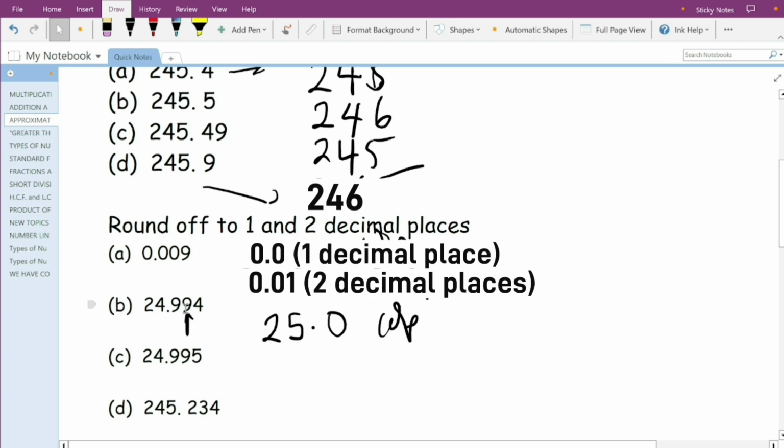Second digit after the decimal is 9. What determines if we are adding 1 to it or not is the number behind it, and in this case it's 4. Since it's less than 5, we can take it off without adding 1 to it. 24.99 to 2 decimal places, to 2 dp. So the answer to this question as regards to 2 decimal places is 24.99.